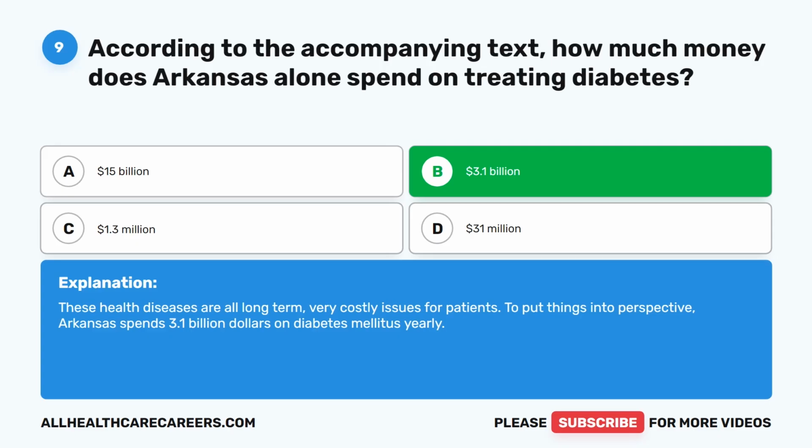To put things into perspective, Arkansas spends $3.1 billion on diabetes mellitus yearly.